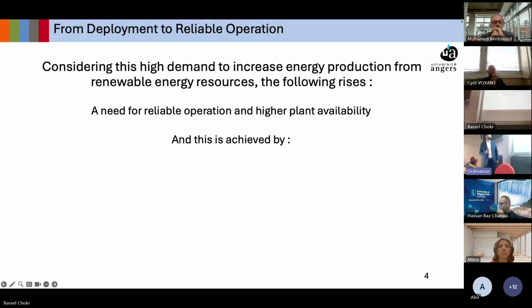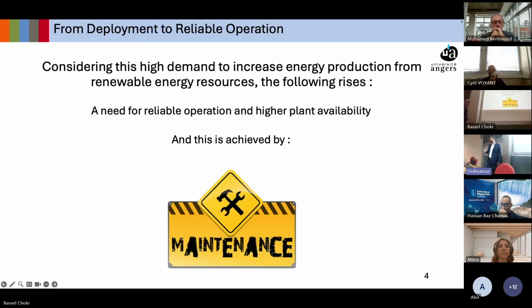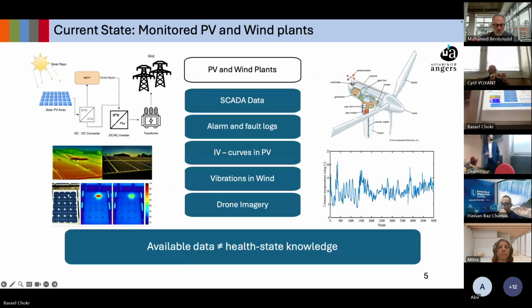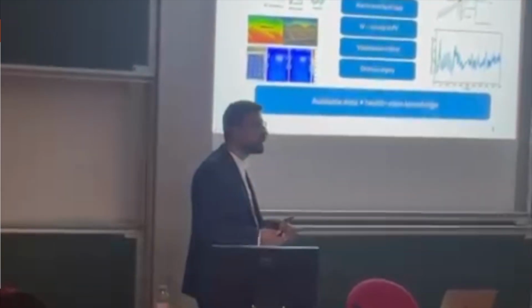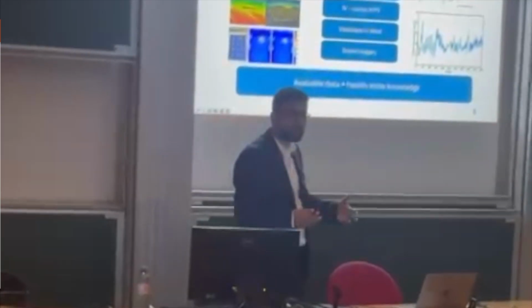This high demand is achieved by maintenance, especially efficient maintenance. The current state in PV plants and wind farms is that we are gathering data. We have well-monitored systems. In PV plants and wind plants, we have SCADA data. Also, we can find from operators alarm and fault logs.